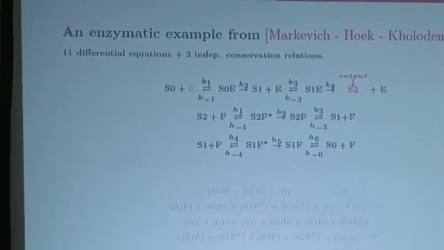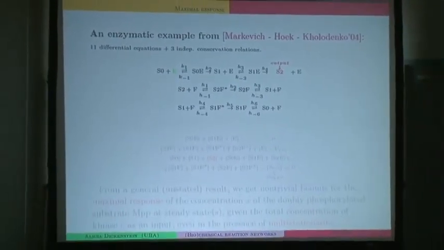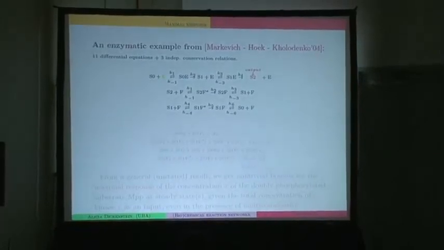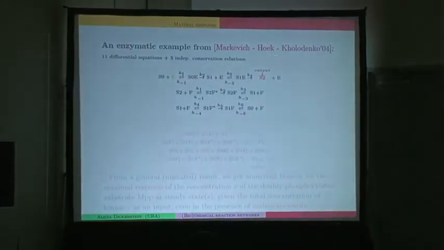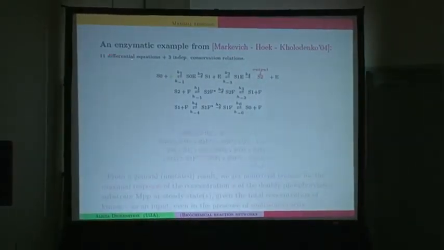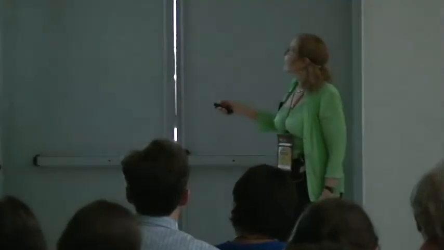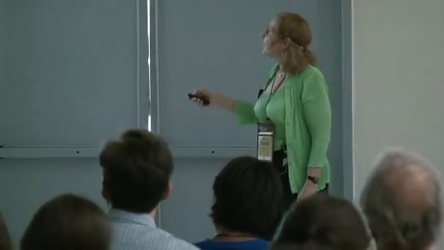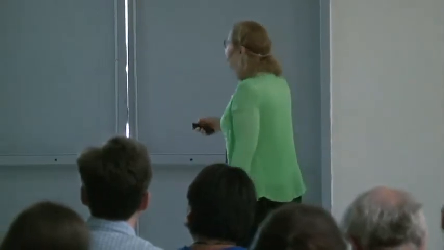I think I have a few minutes because I started later, so it's time. I will just show you this maximal response. This is a system that I took from this paper. This is a well-known and important paper. There are 11 differential equations plus 3 independent conservation relations. It's very similar to the two sequential phosphorylations that I showed you, except that when coming back, there is one more intermediate complex in this way and in this way. Something is just added, but it's very similar to the previous one. And this is the notation one finds.